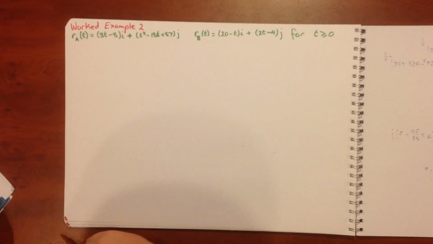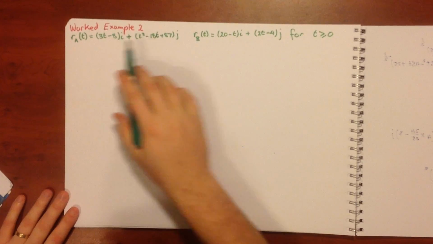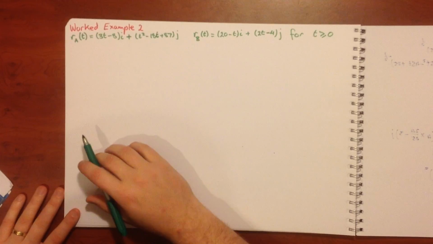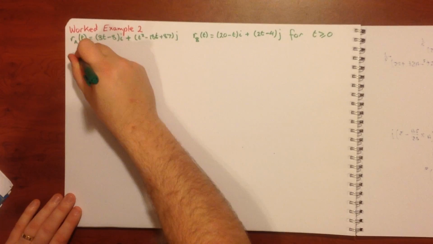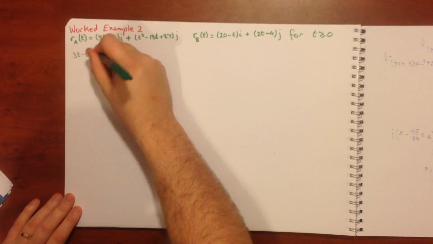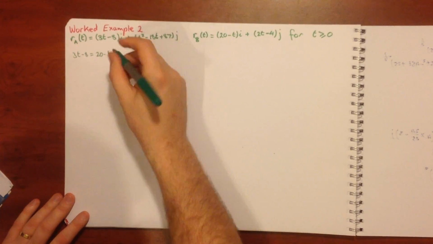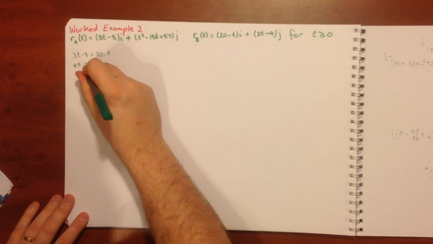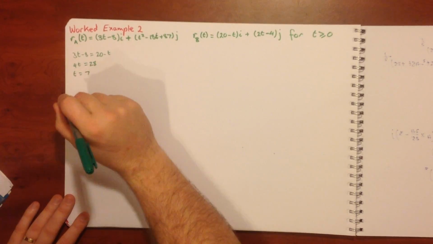Okay, so for part A, what we need to do is find when and where the particles collide. Okay, so if they're going to be in the same position, then our i components and our j components have to be equal. So we can set our coefficient of i and j to be equal. So say 3t minus 8 equals 20 minus t. Okay, so we can rearrange this and get that 4t equals 28. So t is going to equal 7.